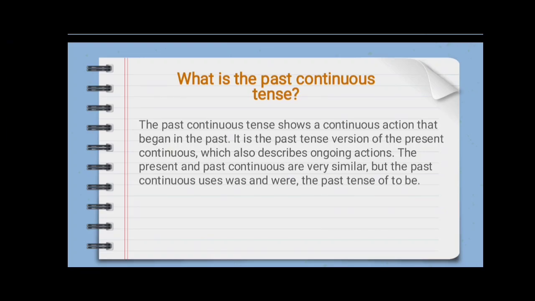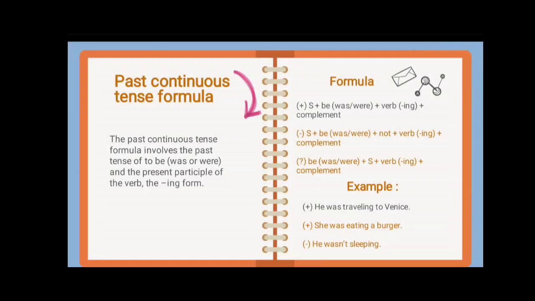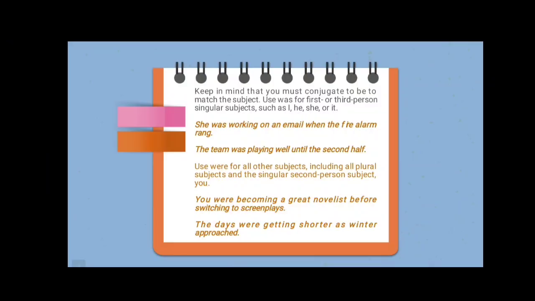to be. Past continuous tense formula. The past continuous tense formula involves the past tense of to be, was or were, and the present participle of the verb, the ing form. The formula: for the positive, subject plus be, was or were, plus verb ing, plus complement. For the negative, subject plus be, was or were, plus not, plus verb ing, plus complement. For the interrogative, be, was or were, plus subject, plus verb ing, plus complement.